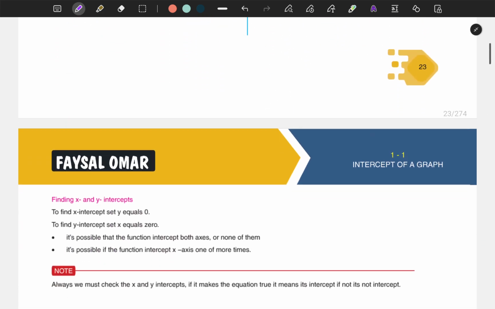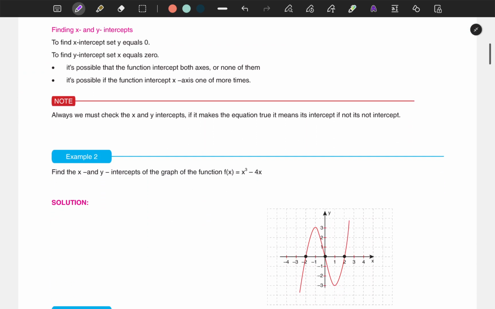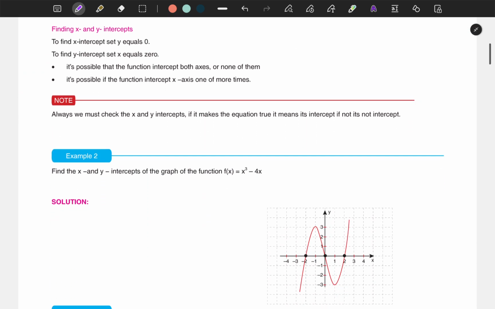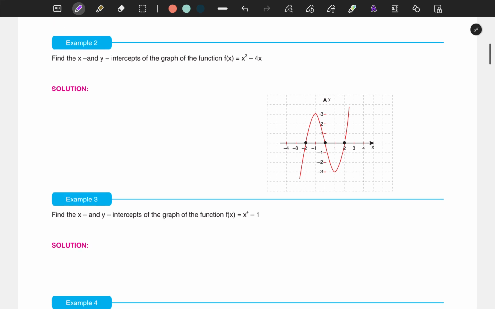Alright, this is about the graph. Now about functions, how do they give us the function? They say this: for x-intercept y must be 0, for y-intercept x must be 0. We mentioned this. So the first question is x to the power of 3 minus 4x. First of all, for x-intercept, I will say y equal to 0. x^3 - 4x = 0.